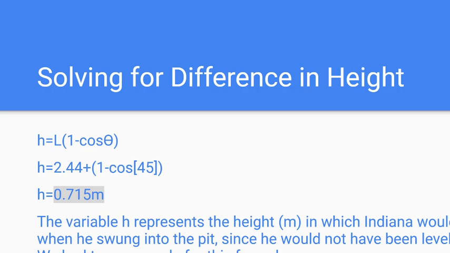Alright, so for solving for the difference in height, we use the equation we found on Google. The variable h represents the height in meters by which Indiana would have dropped when he swung into the pit. Since he would not have been level with the ground, we had to use Google for this formula because he was going to be lower when he started swinging.